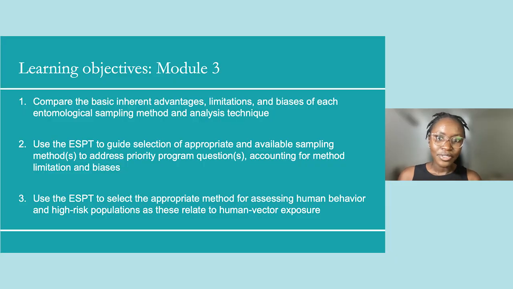By the end of this module, you should be able to compare the advantages, limitations, and biases of each entomological sampling method and analysis technique. Use the ESPT to select appropriate methods to address your priority program question or questions while accounting for method limitations and biases. And finally, use the ESPT to select the appropriate method for assessing human behavior and high-risk populations as this relates to human vector exposure.